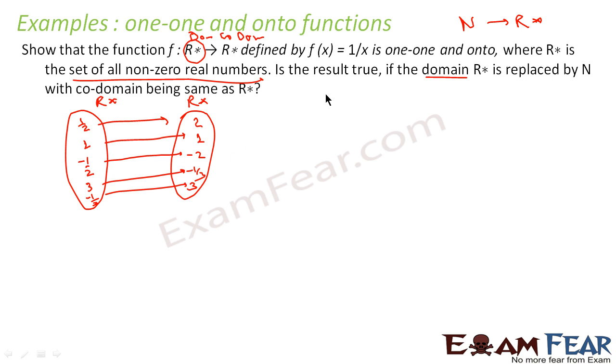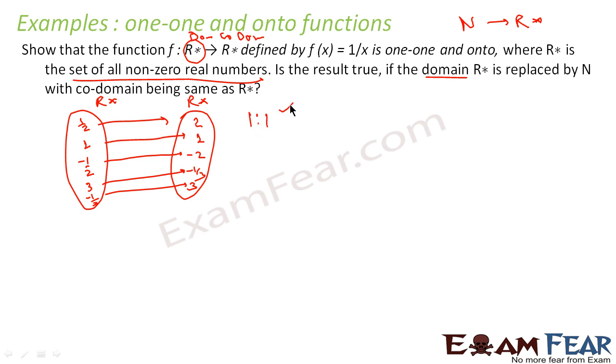Correct? Since it is all non-zero real numbers, 0 is not there. If it's 0, 1 by 0 is infinite, which is not defined. So 0 is not there. So you take any number, 1 by 2, you will take 2 here. For any number you have values here. And it's one-one because you take any number, it has only one preimage. For 2, there is only one preimage, that is 1 by 2. For 1, there is only one preimage, that is 1. You take any number in the codomain or in the image, you will get only one value in the domain. So this is one-one. Correct.